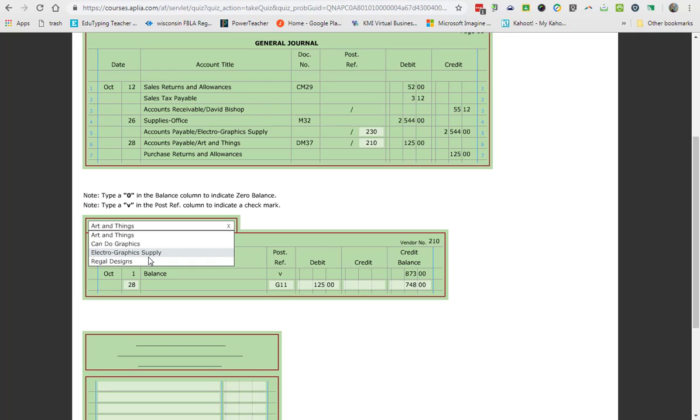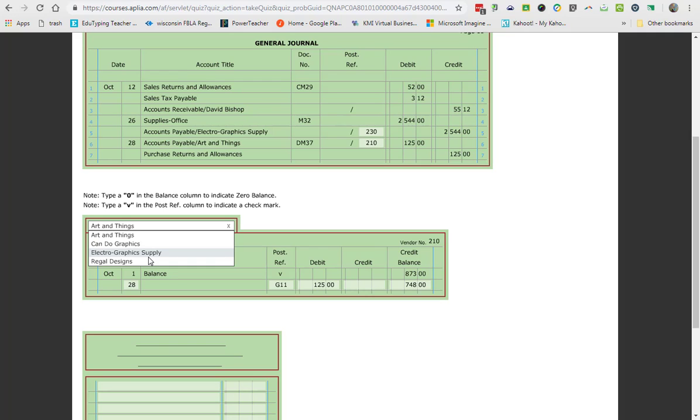Now, does this seem hard? There are lots of steps to do. What we're doing right now in Work Together 1 is just posting to our accounts payable subsidiary ledger. So these are all of my accounts payable accounts.